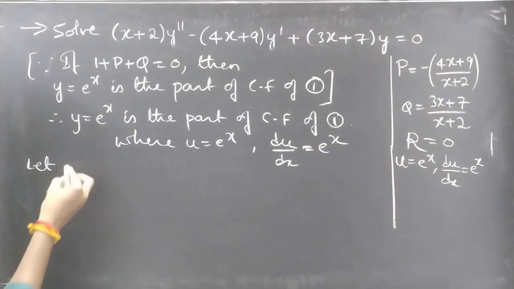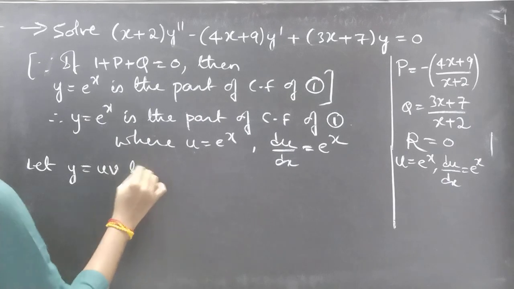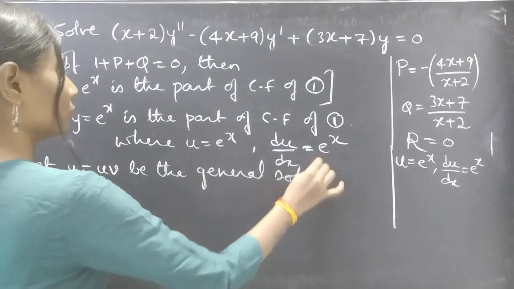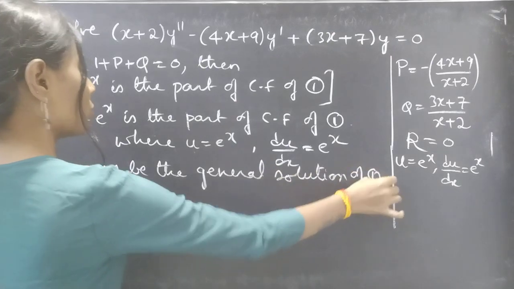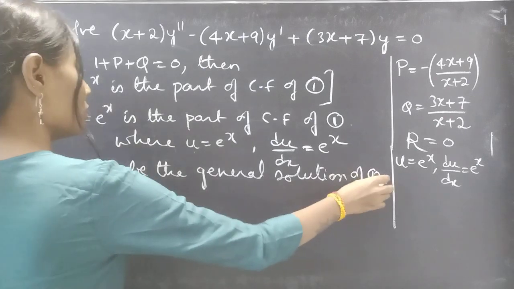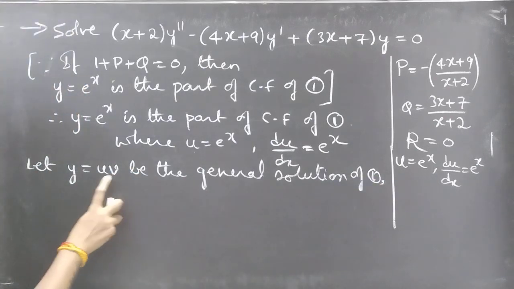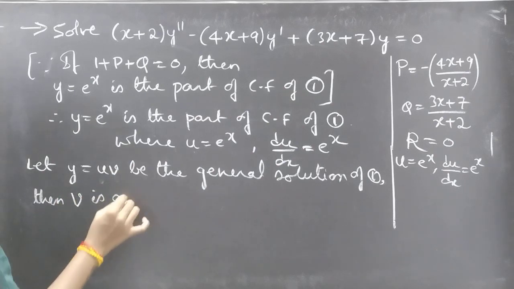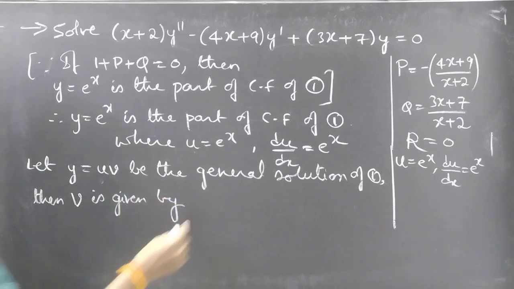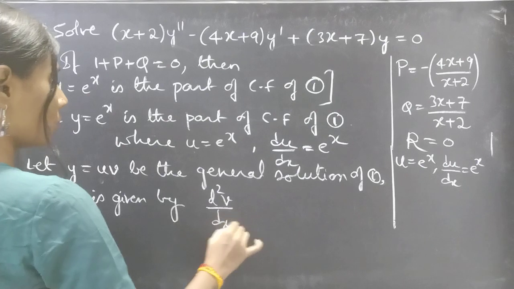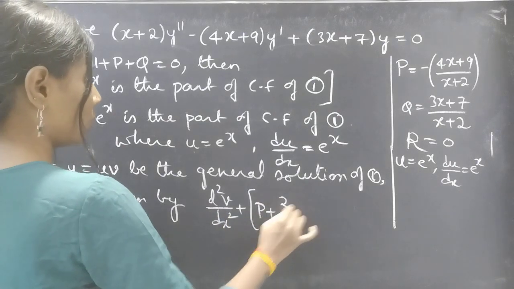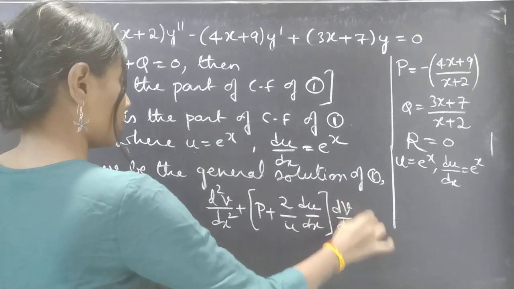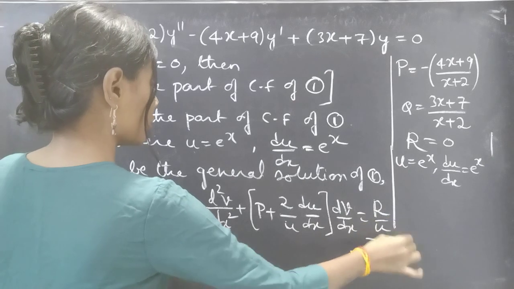Let y equal to uv be the general solution of 1. See, we are having u, which is e power x, but we need to find v. Then v is given by d square v by dx square plus (p plus 2 by u into du by dx) into dv by dx equal to r by u. Consider this as equation number 2.